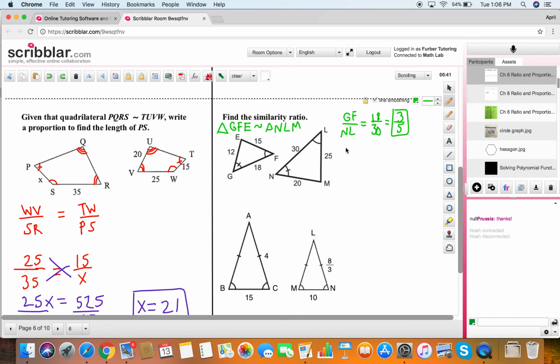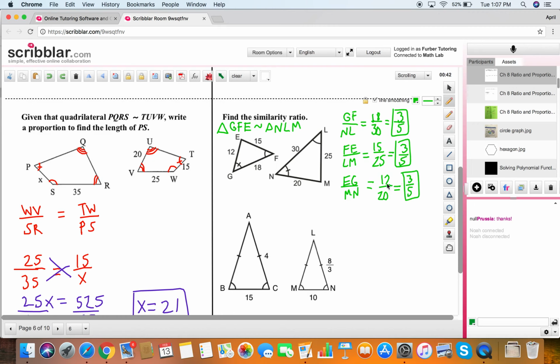Okay, then I'm going to do the other sides. I'm going to do FE next. So FE corresponds to LM. FE is 15. LM is 25. If you reduce both of them by 5, that also gives me 3/5. And then finally, the last one is EG. And what corresponds to that is MN. So remember, the order of these letters matters this time. So that's 12 to 20. And both of those reduce by 4, and that would also give me 3/5.